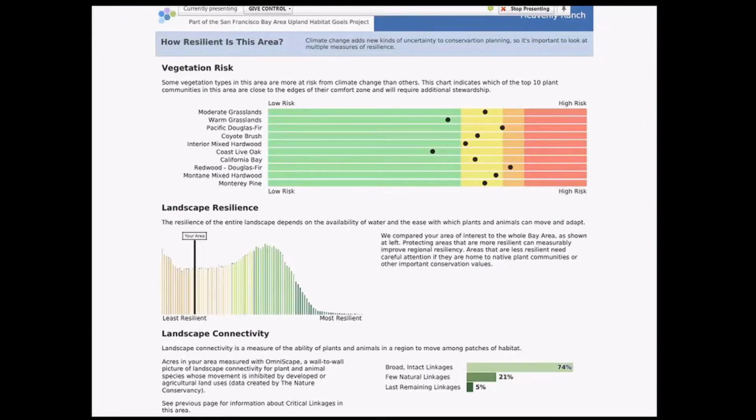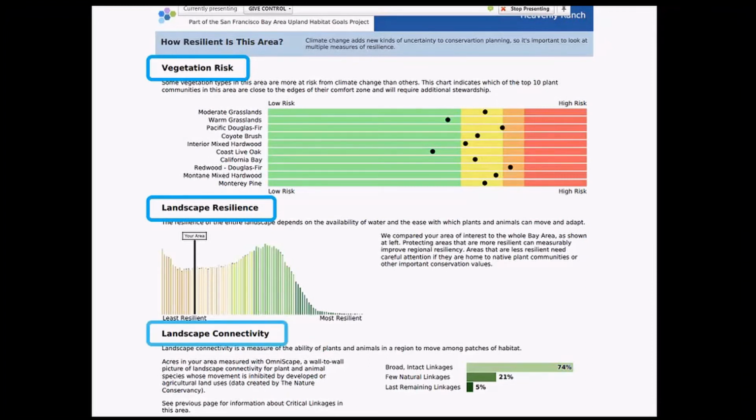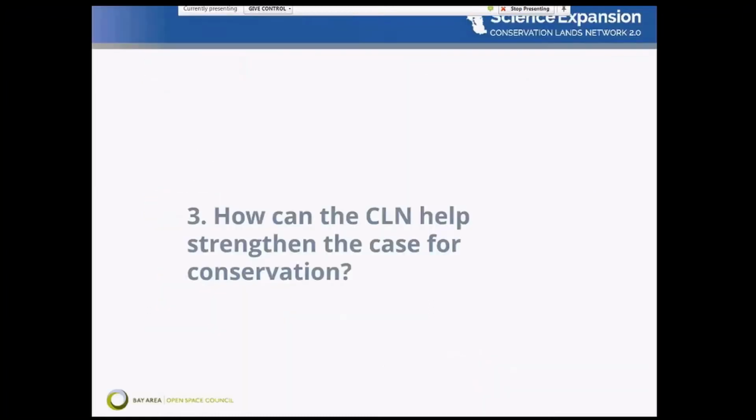In the Explorer reports, we had a report on vegetation risk and landscape resilience and connectivity. So we extract information about your area of interest. Great. Thank you, Stu. I'm going to take over from here and wrap us up.